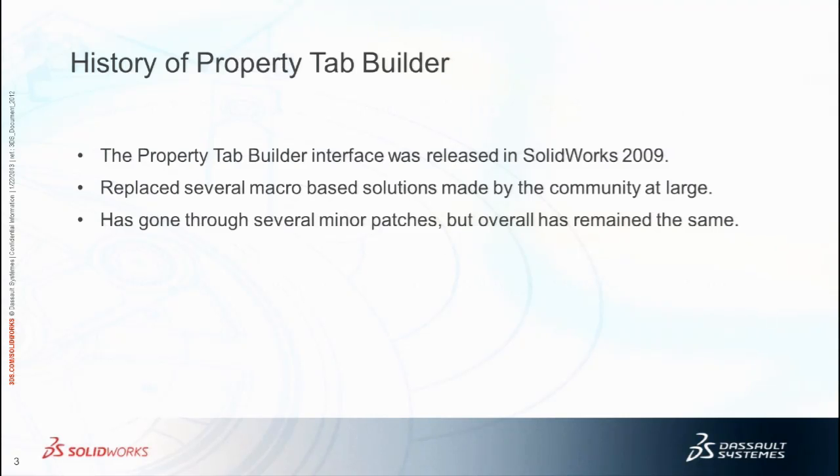The history of the Property Tab Builder. Property Tab Builder was released in SolidWorks 2009, and it replaced several macros that were out there. Before 2009, there were a bunch of people who realized we needed something like this, and so they custom coded some macros. SolidWorks saw those macros, and through the feedback of the users, decided, hey, that'd be something cool we could put in SolidWorks. And so they added it in 2009. It's gone through several minor patches, but overall has remained the same since 2009, and it's a great tool.